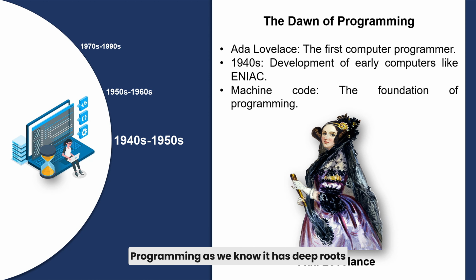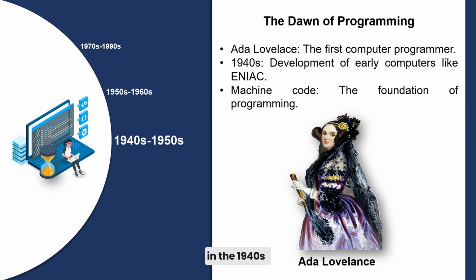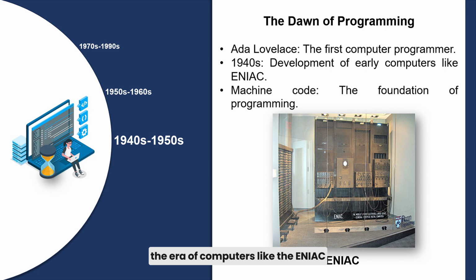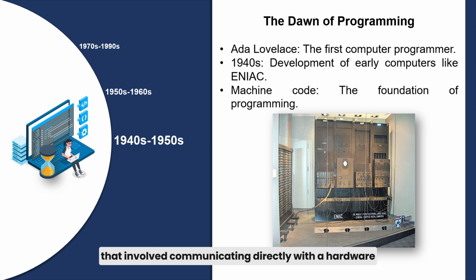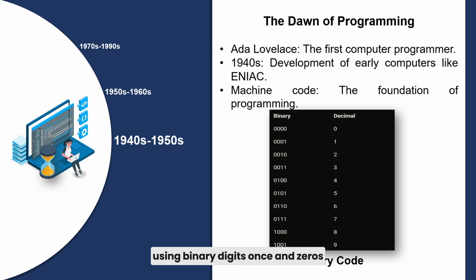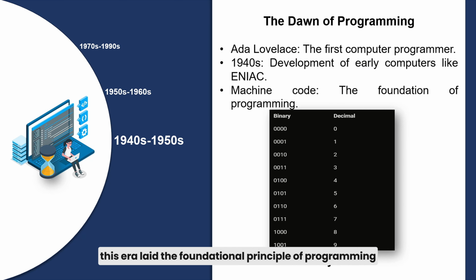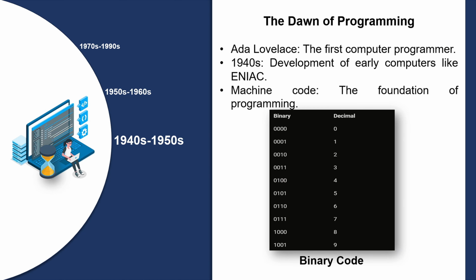Programming as we know it has deep roots, stretching back to the 19th century with Ada Lovelace, who is often recognized as the first computer programmer. However, the true beginning of programming took shape in the 1940s. The era of computers like the ENIAC marked a pivotal moment. These machines were programmed using punch cards and machine code, a complex and time-consuming process that involved communicating directly with the hardware using binary digits, ones and zeros. This era laid the foundational principles of programming, setting the stage for the development of more advanced languages.